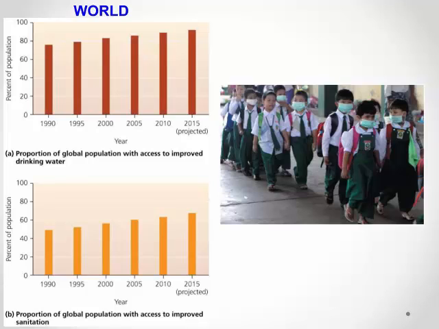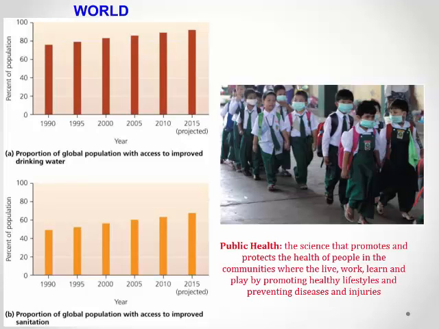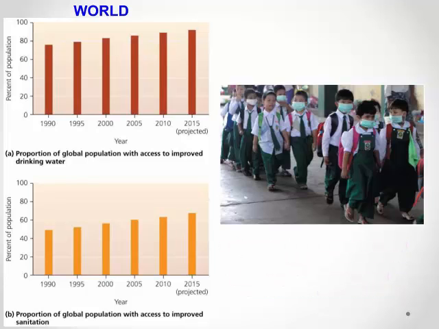However, others, such as AIDS, are spreading globally. Public health is the science that promotes and protects the health of people in the communities where they live, work, learn, and play, by promoting healthy lifestyles and preventing diseases and injuries. Further complicating public health is the fact that some diseases, such as malaria and tuberculosis, have developed resistance to antibiotics. Another environmental factor influencing the spread of disease is global climate change. As climates warm, this enables tropical diseases, for example malaria, dengue, and cholera, to spread to temperate regions.